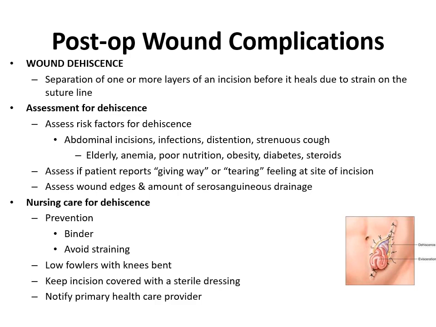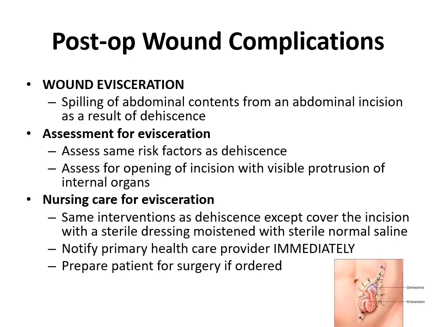And so in the next slide, this is kind of like dehiscence, but we've taken it a step deeper. So this is like the total dehiscence of the wound, to the point where now we are able to see protrusion of internal organs. So, spilling of abdominal contents from the abdominal incisions as a result of dehiscence. So all the layers of the wound have dehisced. Every layer has come apart, and now we have visible protrusions.